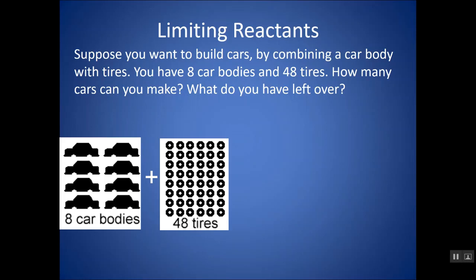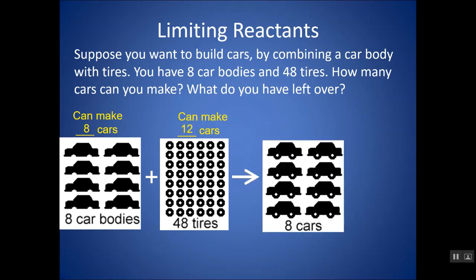So really what you would have to do is consider each of your starting materials and think about, well, how much product can I make starting with each of these things? So for the 8 car bodies, I can make 8 cars. For the 48 tires, I can make 12 cars because for each car you would have 4 tires. So it shows us that the maximum amount of cars that I can make is 8. It's the car bodies that are limiting how many cars I can make. It's my car bodies that we would call the limiting reactant.